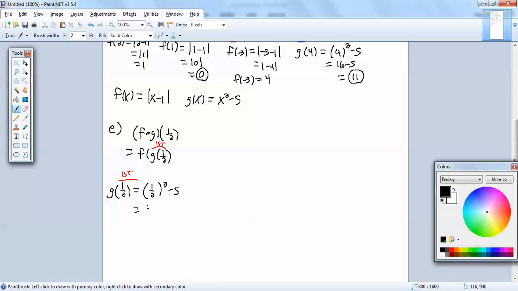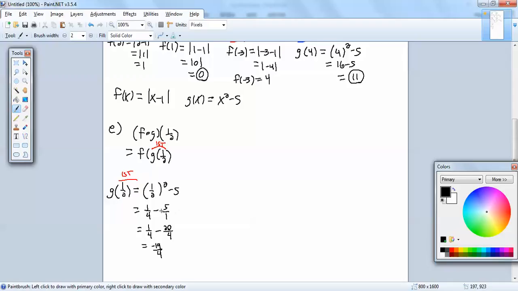Now 1/2 squared is 1/4, 1/2 times 1/2, minus, and I'll put the 5 as 5 over 1, because I want to get a common denominator. Common denominator would be 4, so I'm multiply top and bottom by 4 in the second fraction. 5 times 4 is 20, 1 times 4 is 4. And then 1 minus 20 gives us negative 19/4.